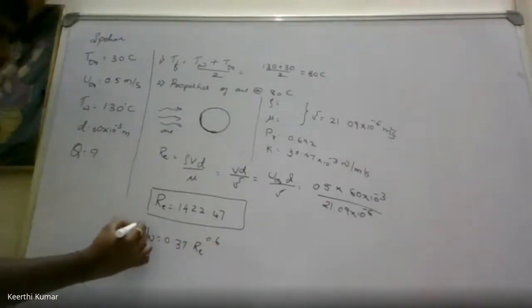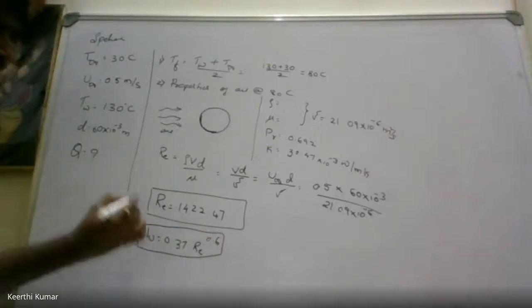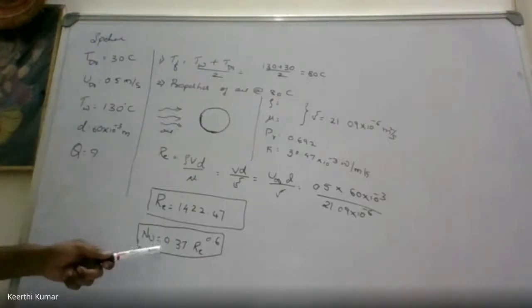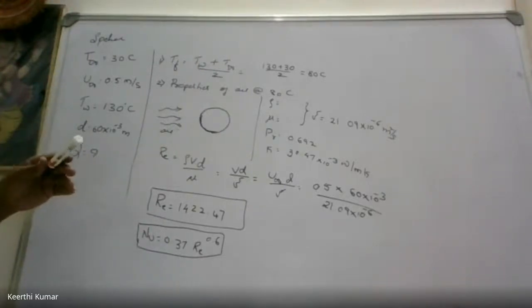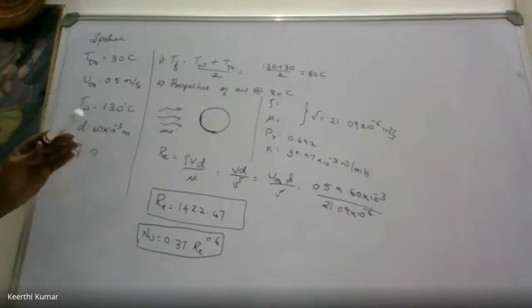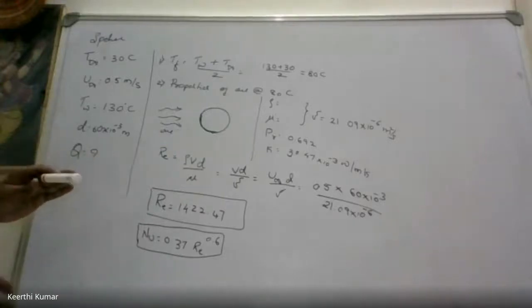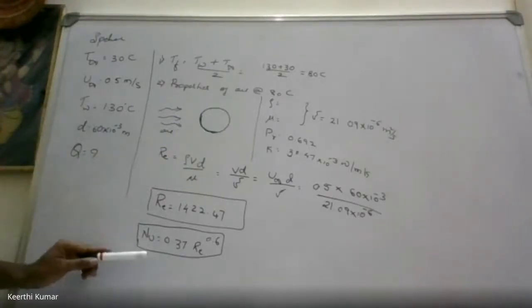Only this Nusselt number formula will change depending upon the type of flow, the fluid used, and the shape of the material. If it is a plate, the Nusselt number formula is different. If it is a plate with laminar flow, again the Nusselt number changes. If it is a plate with turbulent flow, it changes. If some fluid other than air is blowing, it changes. If it is a cylinder, it is different. If it is a sphere, it is different.